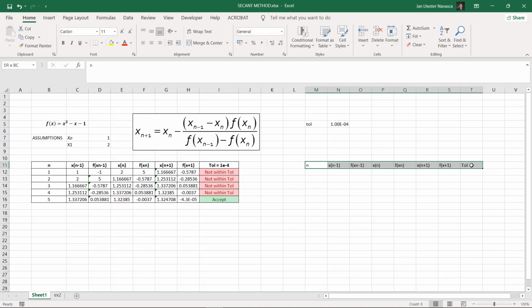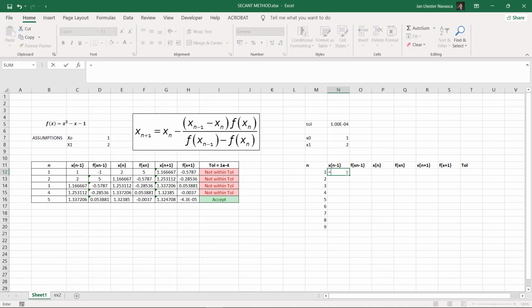Gagawin lang natin, syempre, yung assumption natin, gawa kayo assumption dito, you have 1 and 2. So x of 0, x of 1. So 1, 2, i-drop down nyo lang kung ilan yung gusto nyo, fill series. Then if pinutin nyo yung equals, siya yung first guess mo, so 1. Then dito, pinutin nyo yung equals, then dun sa second guess nyo.